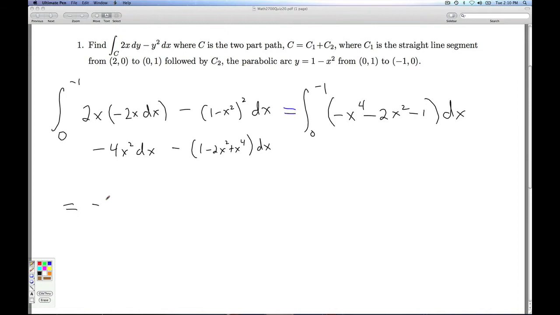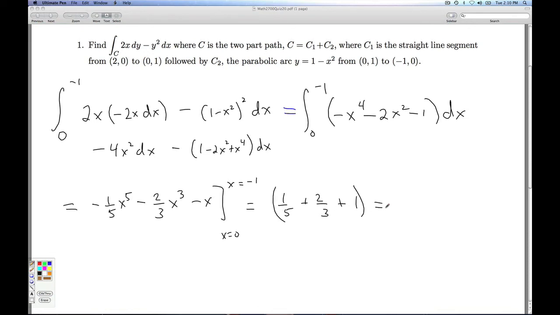And so I find the antiderivative. It's negative 1/5 x to the 5th minus 2/3 x cubed minus x. I'm going from x equals 0 to x equals negative 1. Don't forget that's a negative 1, because when you plug that in, we're going to get a bunch of positives here. So we get 1/5 plus 2/3 plus 1, and then of course a bunch of zeros. You get a common denominator of 15: 3/15 plus 10/15 plus 15/15. That gives you 28/15.